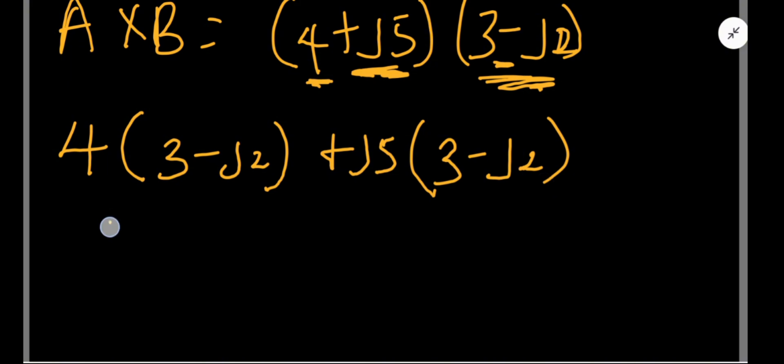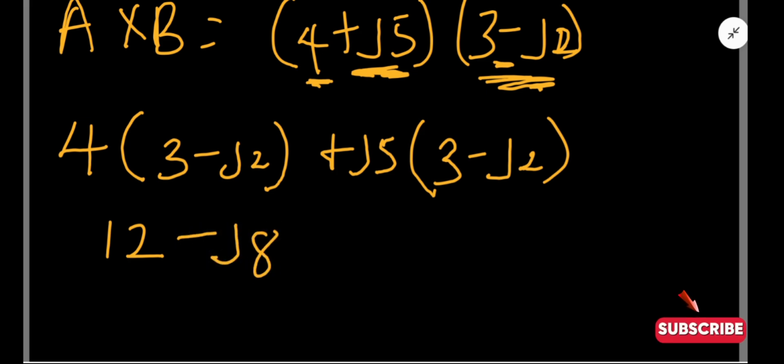4 times 3 will give us 12 for this part. 4 times negative j2 will give us what? Negative j8. Okay? Then you come over to this side. Plus j5 times 3 is going to give us what? J15. Then positive j5 times negative j2. Now pause here. Remember, the first thing you need to do here is j will multiply what?